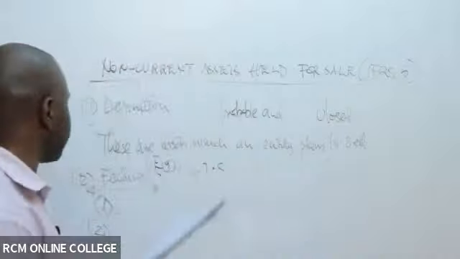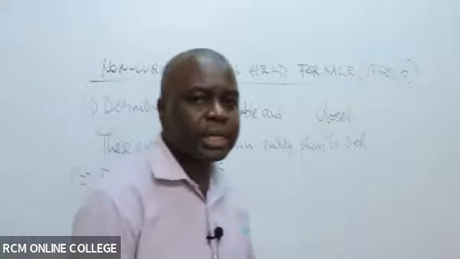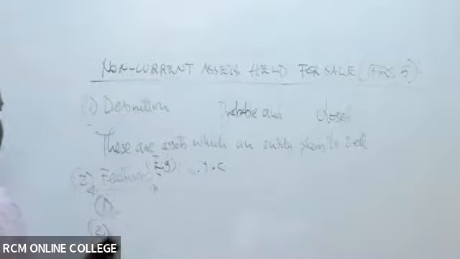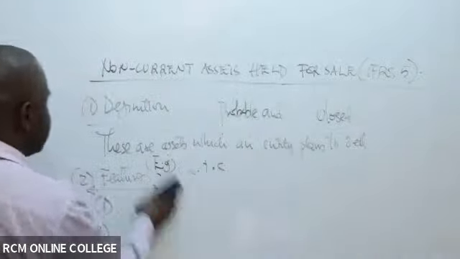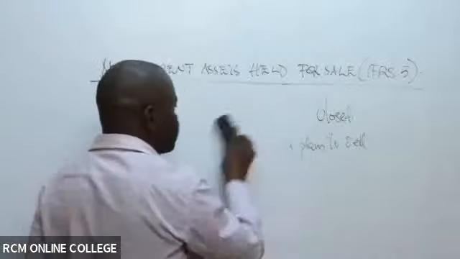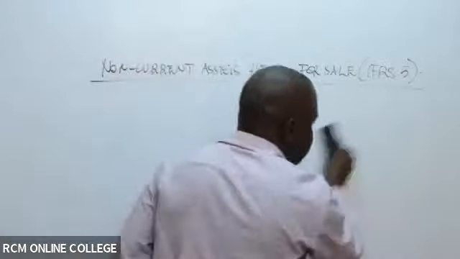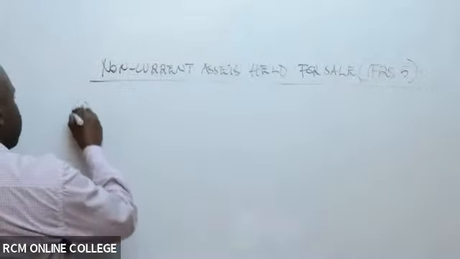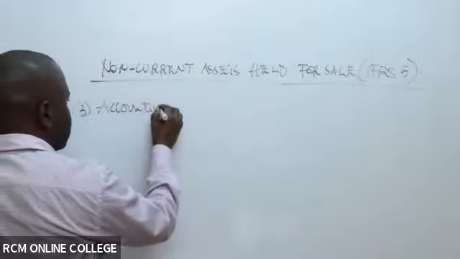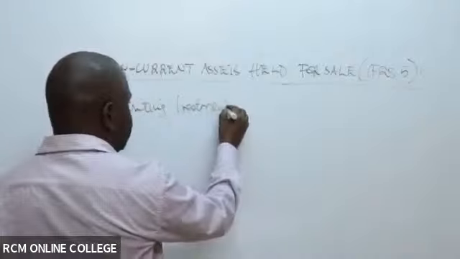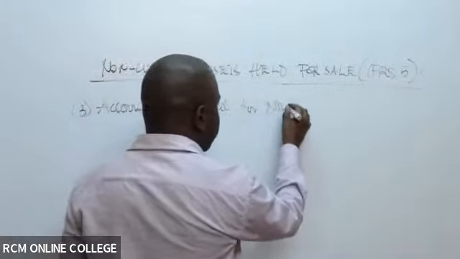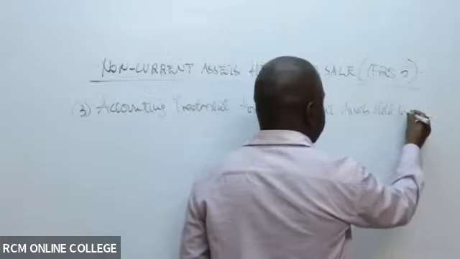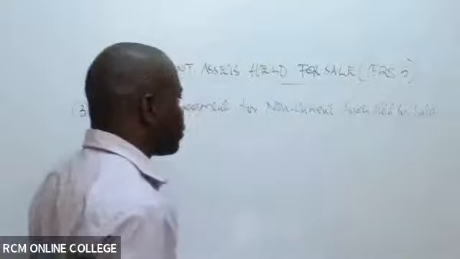So now, number three, what is the accounting treatment? How do you deal with these assets in your books of accounts? Remember, number one was the definition and number two was the features. But now, how do you account for non-current assets held for sale in your books of accounts? Number three, the accounting treatment for non-current assets held for sale. Now, how do we deal with them when doing your accounts?